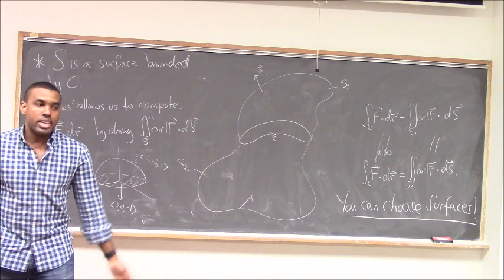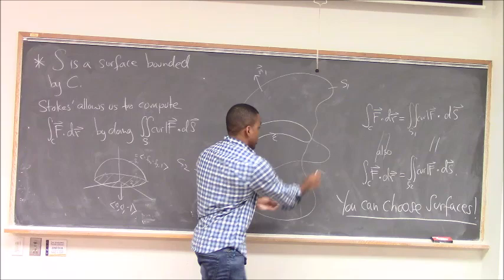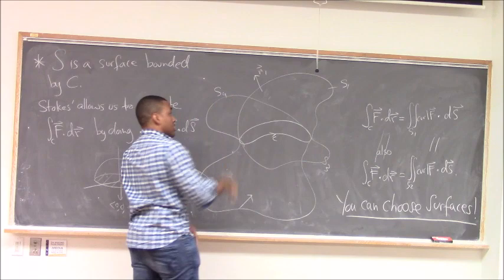I can pick another surface, S3. Doing curl F dot dS over S3 would give me the same value. Another surface bounded by this, S4. Doing this integral over S4 would give me the same value. They are all necessarily equal.